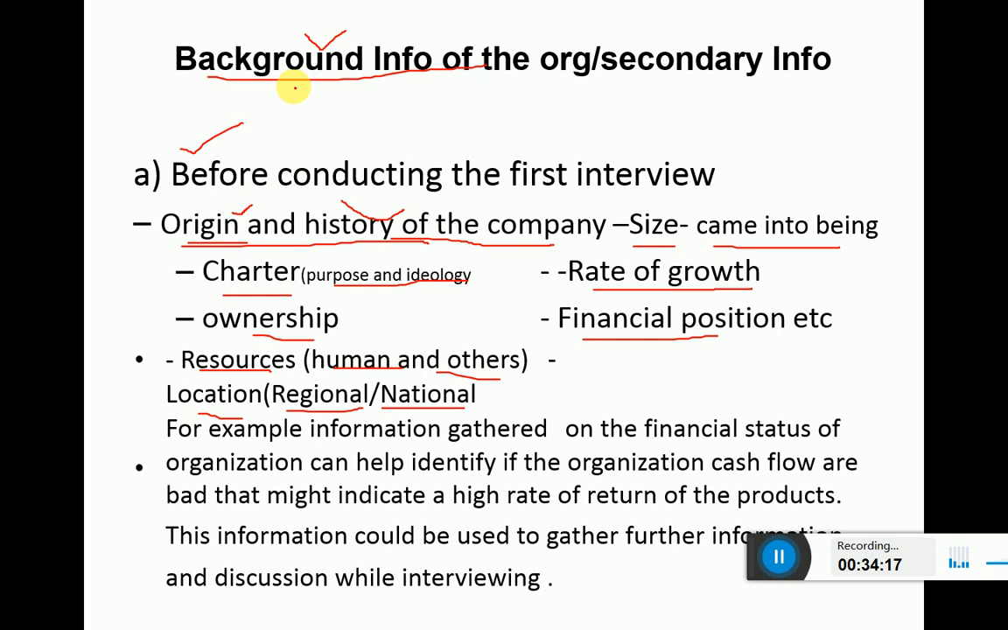Let's suppose, let me explain from a single example, that is financial position.